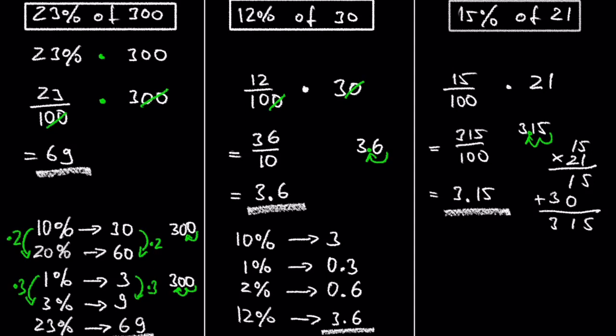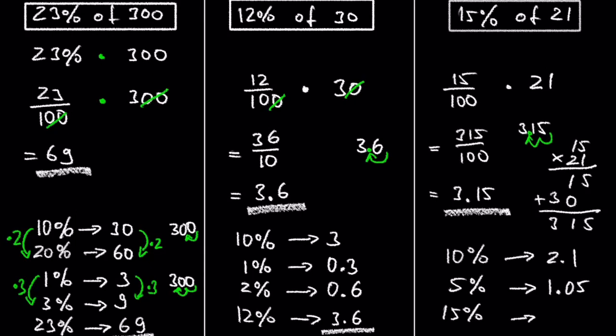Let's use the same method in our third example. 10% of 21 is 2.1. Then 5% is the half of 2.1, which is then 1.05. Adding 2.1 and 1.05 together gives us 15%, which is then 3.15.